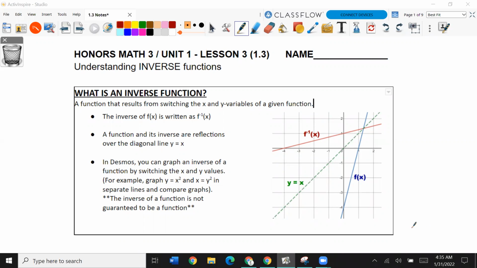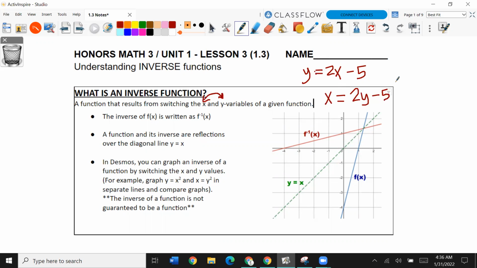So this is your lesson for today. We're going to be talking about inverse functions. And real briefly, just the definition of inverse functions. All you're doing in any function to get the inverse is you're going to switch the x and the y variables. So for instance, if you have y equals, let's say, 2x minus 5, then the inverse function of that would be x equals y minus 5.